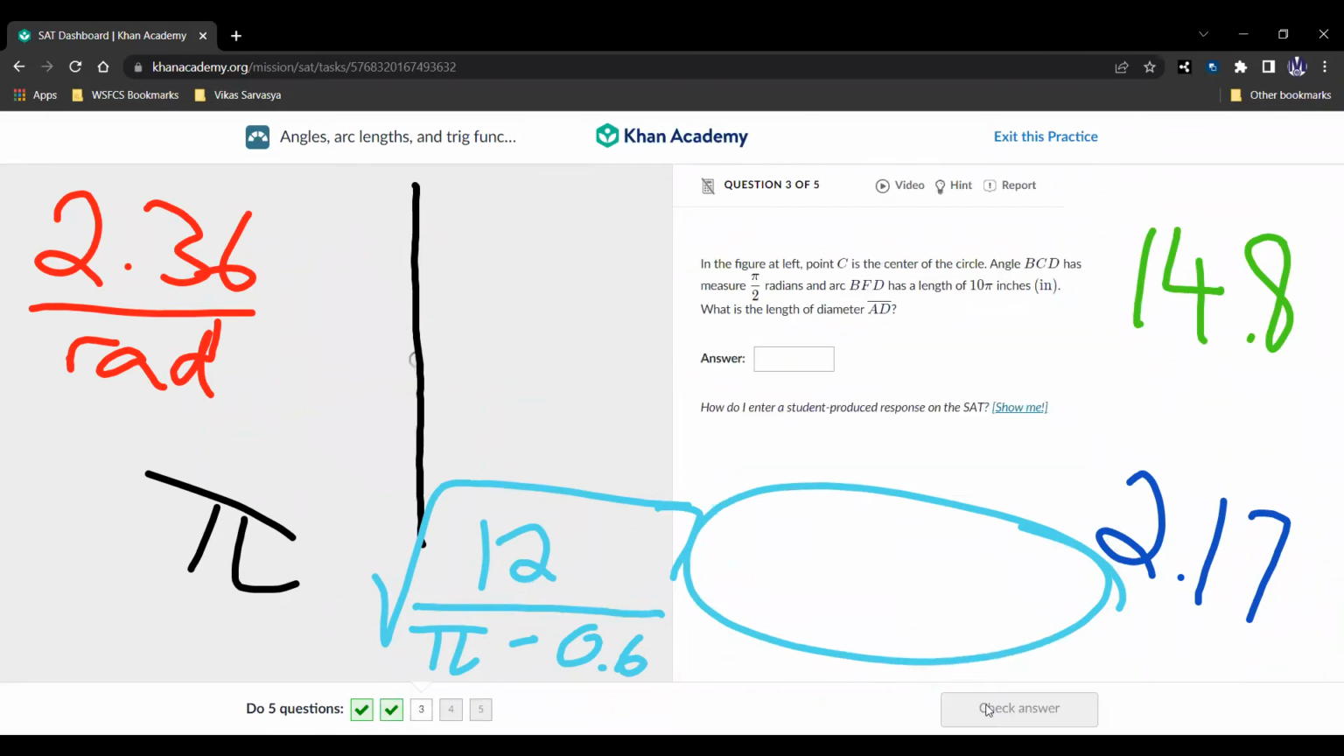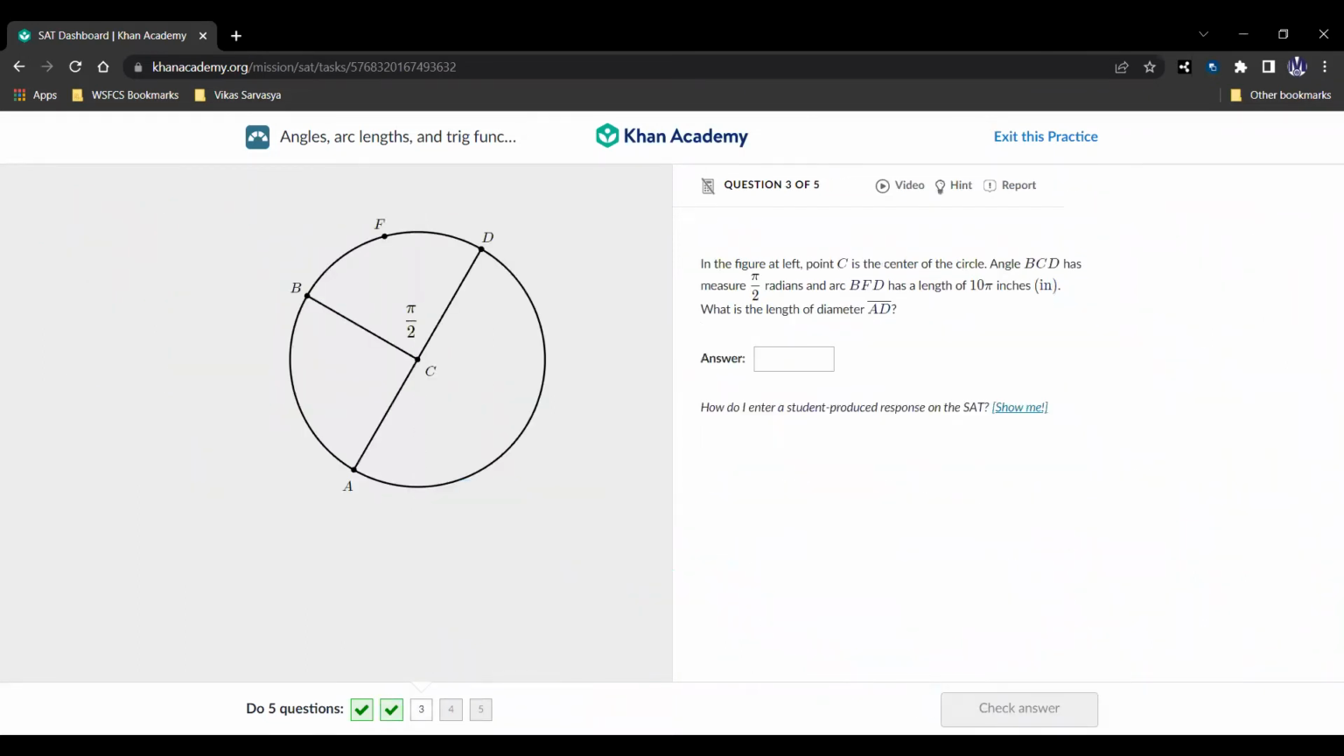Let's keep going. Next question, here it is. In the figure at left, point C is the center of the circle. Angle BCD has measure pi over 2 radians, and arc BFD has a length of 10 pi inches. What is the length of diameter AD?